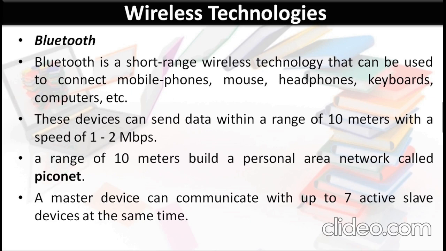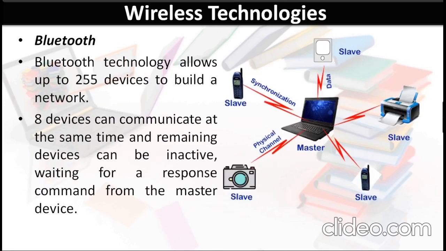The 10 meter range builds a personal area network, and that personal area network is called a piconet. So a piconet is nothing but a personal area network with a range of 10 meters only. There will be a master device which can communicate with up to 7 active slaves. Bluetooth technology allows up to 255 devices to build a network.